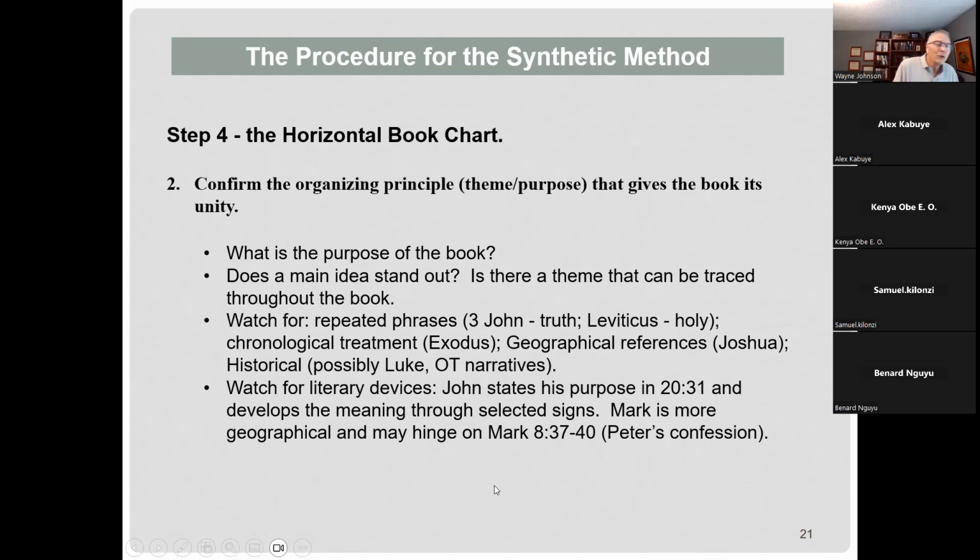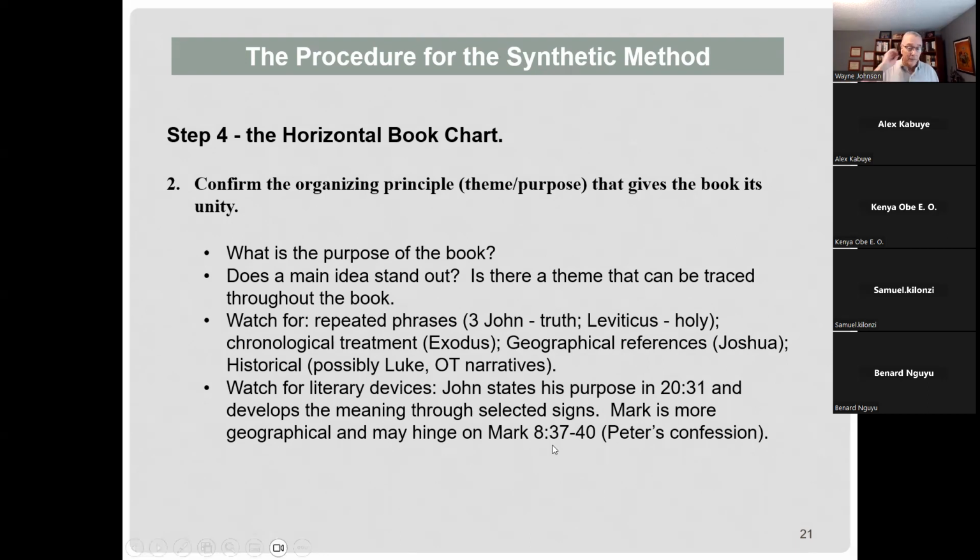Matthew tends to group parable stories together, miracle stories together, conflicts with Pharisees together. So Matthew groups these together rather than being chronological. Mark might be in different regions.